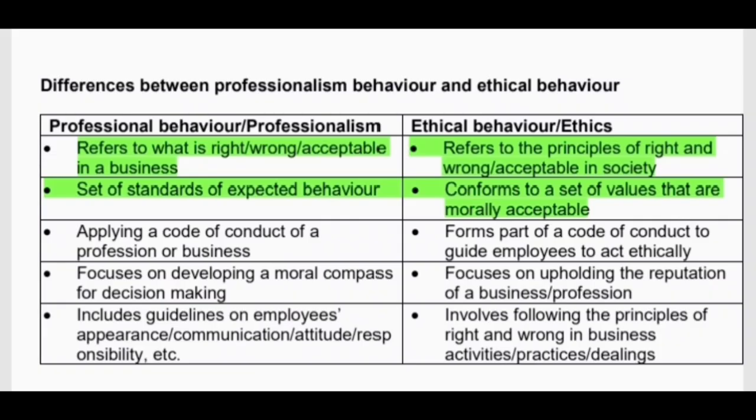Now we go to the difference between ethical behavior and professional behavior. We have to know how they differ. Let us start with ethical behavior. Look at your screen right now so that you can see what I am talking about. Number one, it refers to a principle of right and wrong acceptable in society. Number two, it conforms to a set of values that are morally accepted. Then professional behavior refers to what is right, wrong and acceptable in a business. Number two, it sets a standard of accepted behavior in the business. That's the difference between professional behavior and ethical behavior.